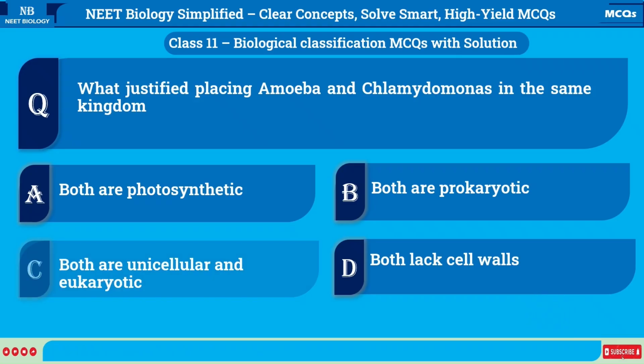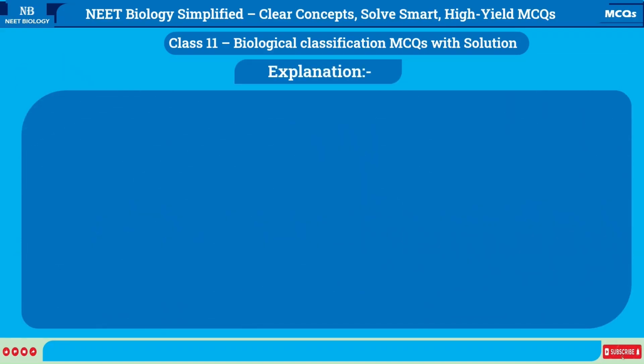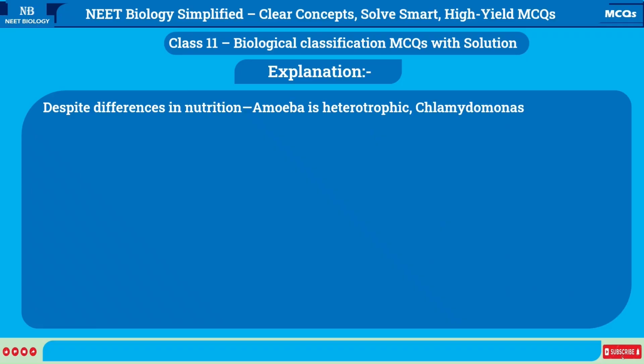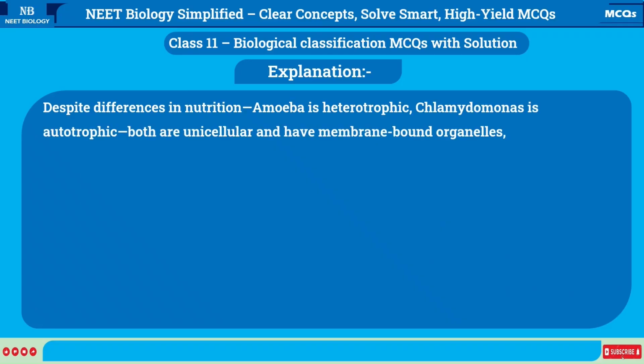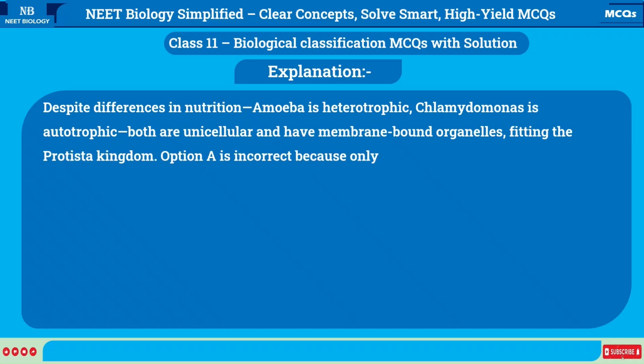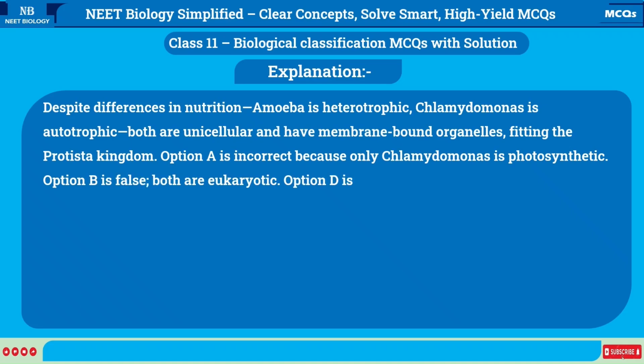Correct answer is C. Both are unicellular and eukaryotic. Explanation: despite differences in nutrition, amoeba is heterotrophic, Chlamydomonas is autotrophic. Both are unicellular and have membrane-bound organelles, fitting the Protista kingdom. Option A is incorrect because only Chlamydomonas is photosynthetic. Option B is false. Both are eukaryotic. Option D is incorrect as Chlamydomonas does have a cell wall.